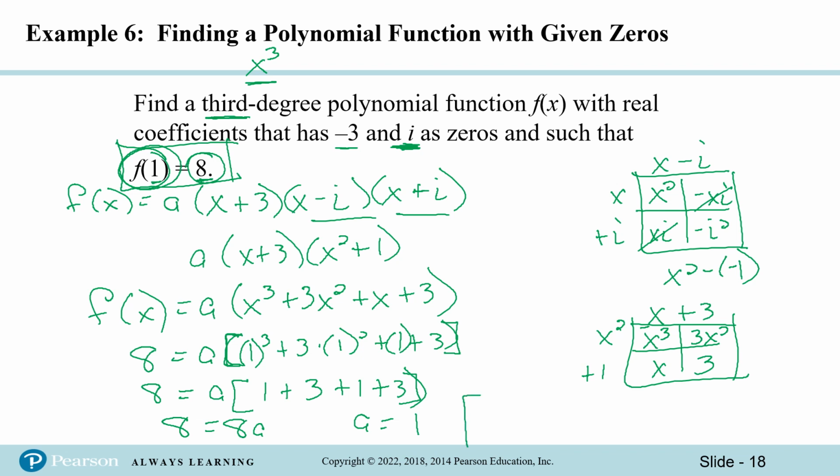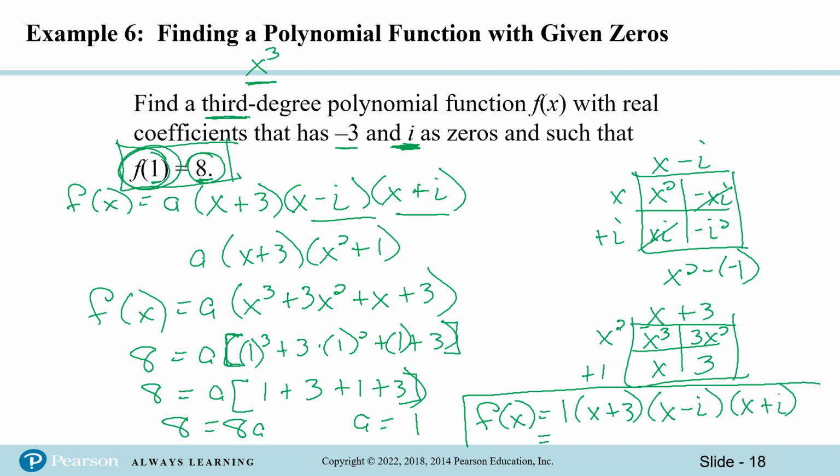And here we go. Our final answer, f of x. A is equal to 1. We've got our x plus 3, x minus i, x plus i, that's written in factored form. Multiplied out, it would just be x cubed plus 3x squared plus x plus 3. Usually they want it written out. So the bottom one.